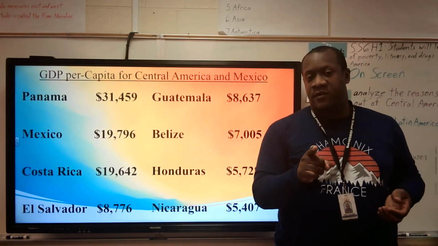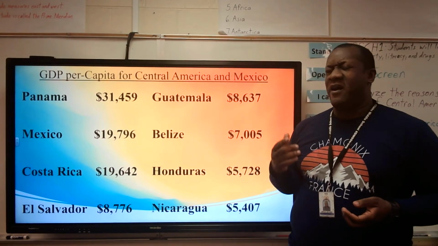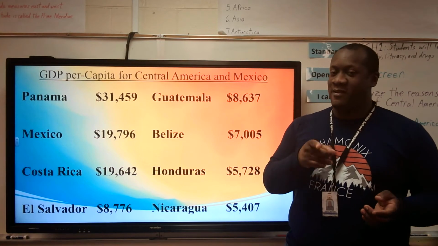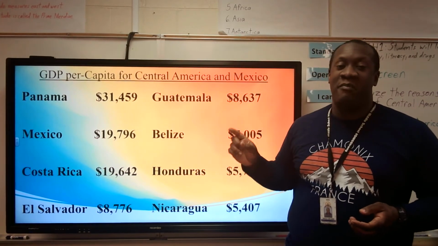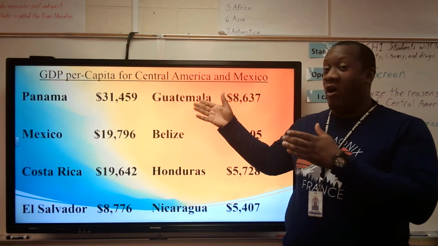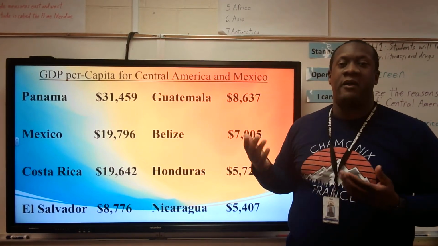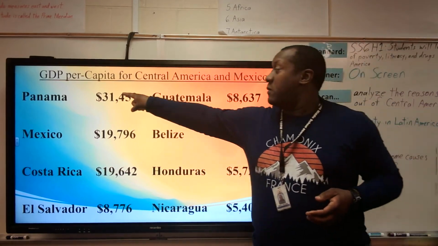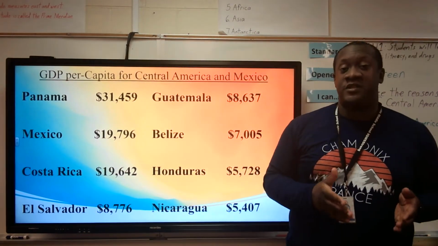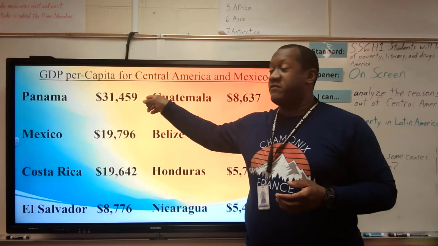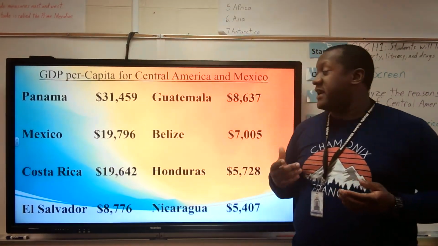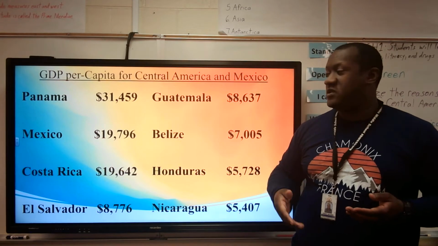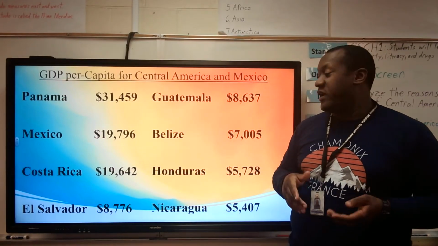GDP per capita. First of all, if you're asking yourself, per capita, I know that's the word that we covered. What is it? I'm about to go over it. GDP per capita is the average amount of money that a citizen of whatever country we're talking about makes in a year. So, the average person in Panama makes $31,459 a year. The average person in Mexico makes $19,796.